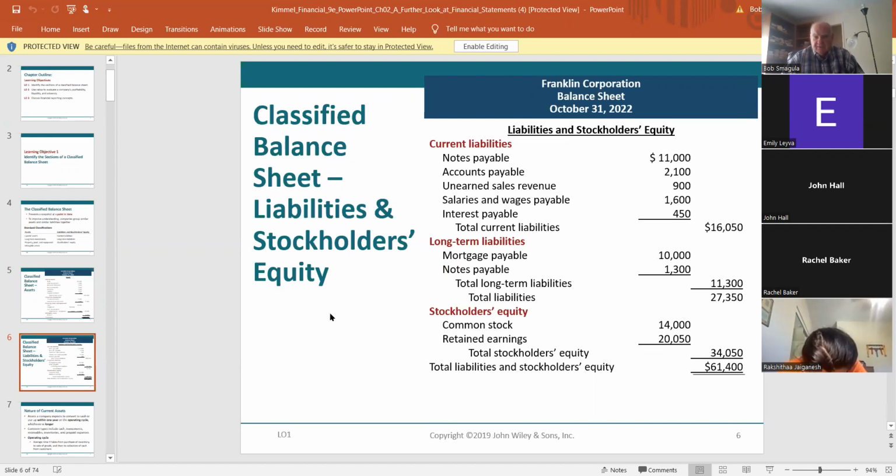Just like you had current assets, you have current liabilities. For some reason, accounts payable is listed second here. Accounts payable is always shown first, but we'll let that go. Accounts payable, notes payable, unearned sales revenue. We'll talk about that when the time comes. Salaries and wages payable. Anything with the word payable in it is a liability, okay?